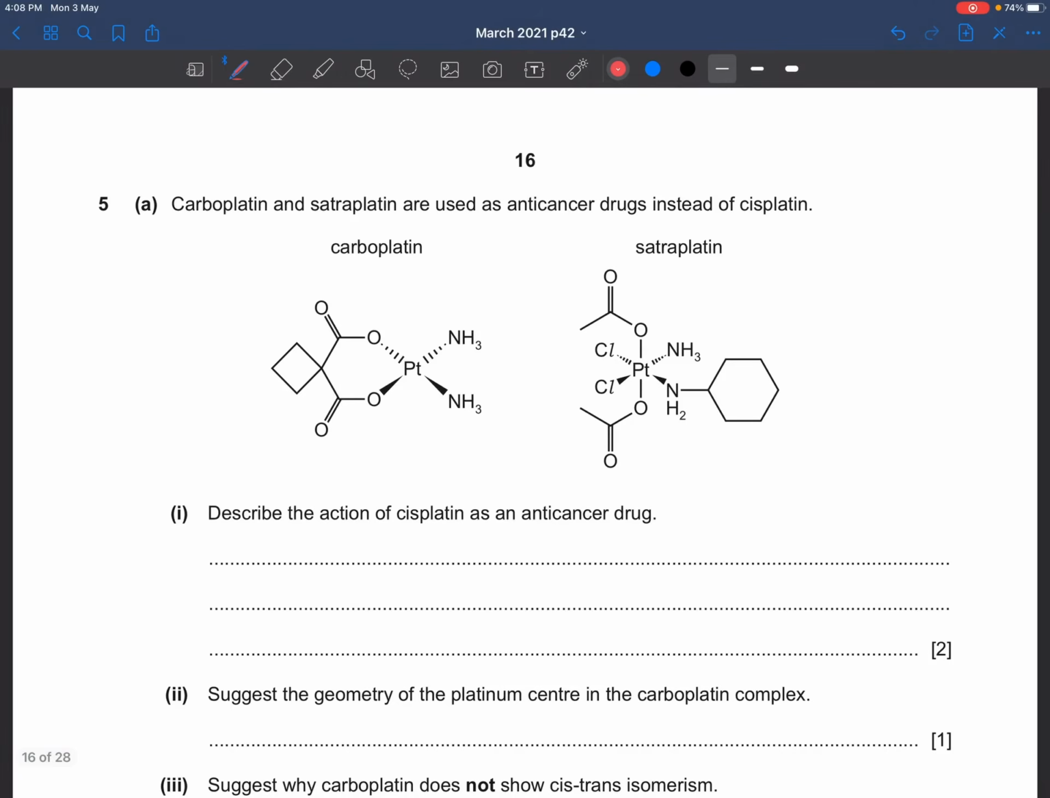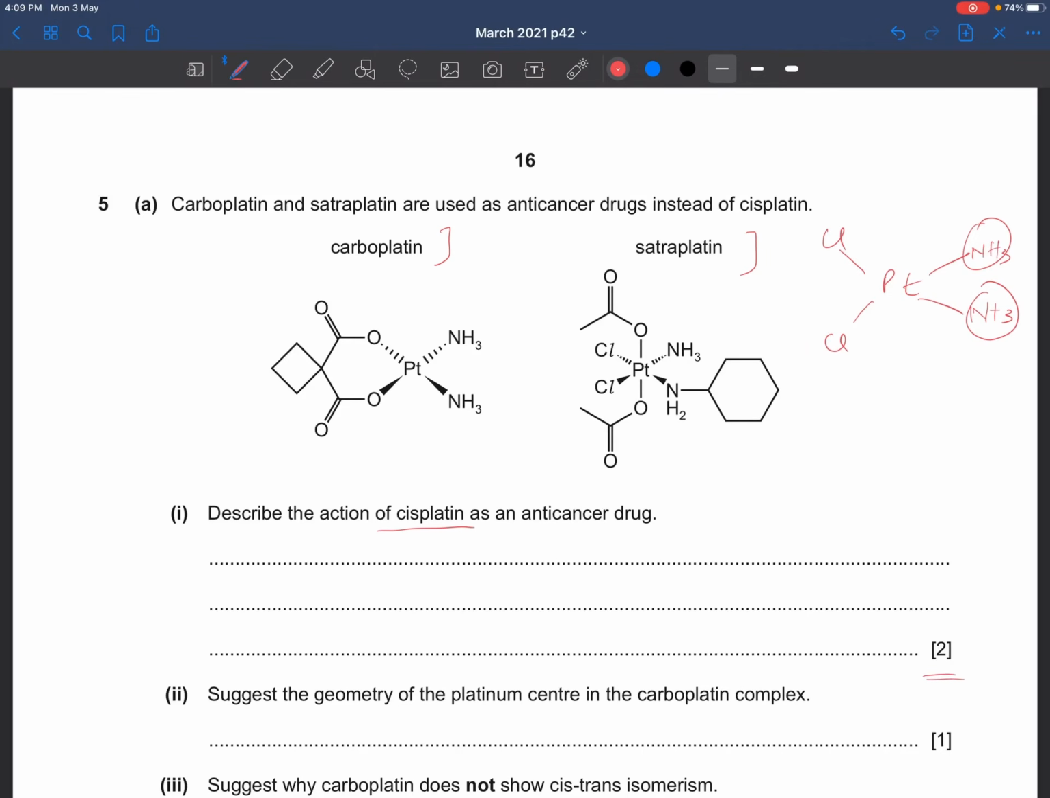Alright, next question. Carboplatin and satraplatin are used as anti-cancer drugs instead of cisplatin. Okay, we have these two complexes, carboplatin and satraplatin. Describe the action of cisplatin as an anti-cancer drug. In cisplatin, we have two Cl on this side. So this is cisplatin: Pt, NH3, NH3, Cl and Cl. These two NH3 bind with the DNA and stop the cell replication.